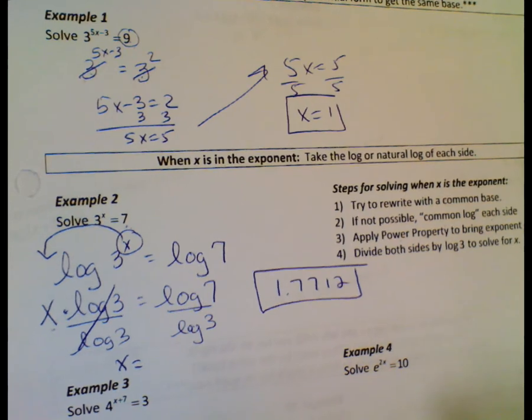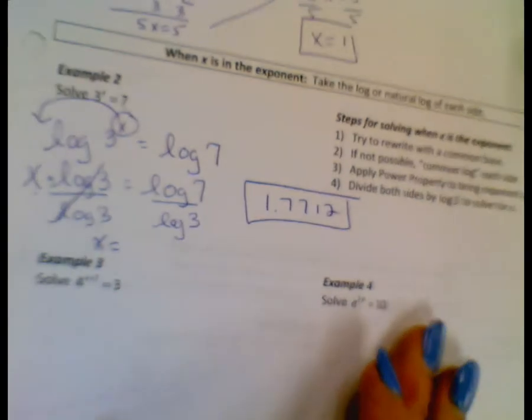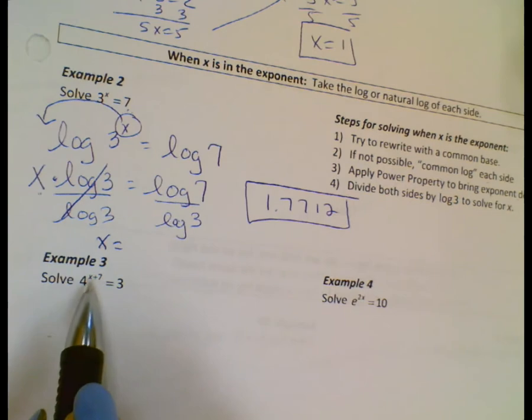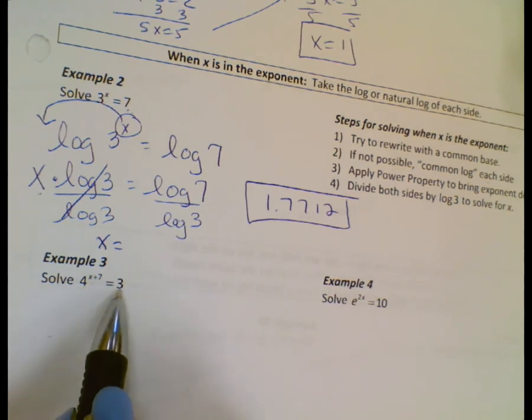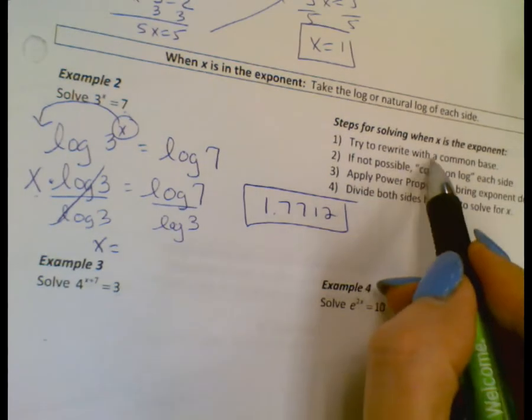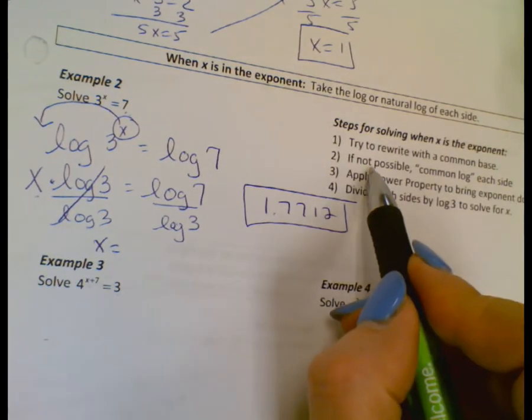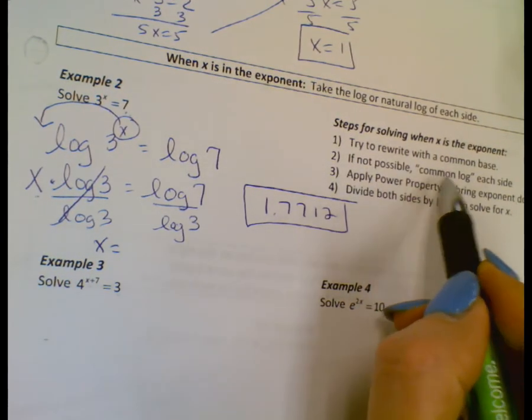All right, example 3. So notice the x is up in the exponent. Can I change 4 and 3 to the same base? In other words, can I change 4 to base 3? No, I cannot. So that's step one: try to rewrite with a common base. I can't do it. So the second step says, if not possible, common log each side.